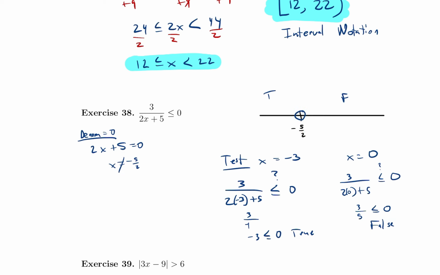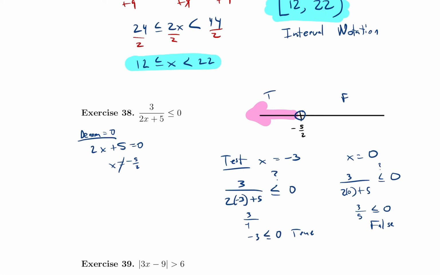So we do have to place an open circle, which can be a little confusing because you might see this and think, oh, closed circle, but that's not the way it works, because this is a value that's in the denominator and you do not want it to be 0, so you have to exclude it. So the left side is true, the right side is false. So that means we're going to shade the left side.